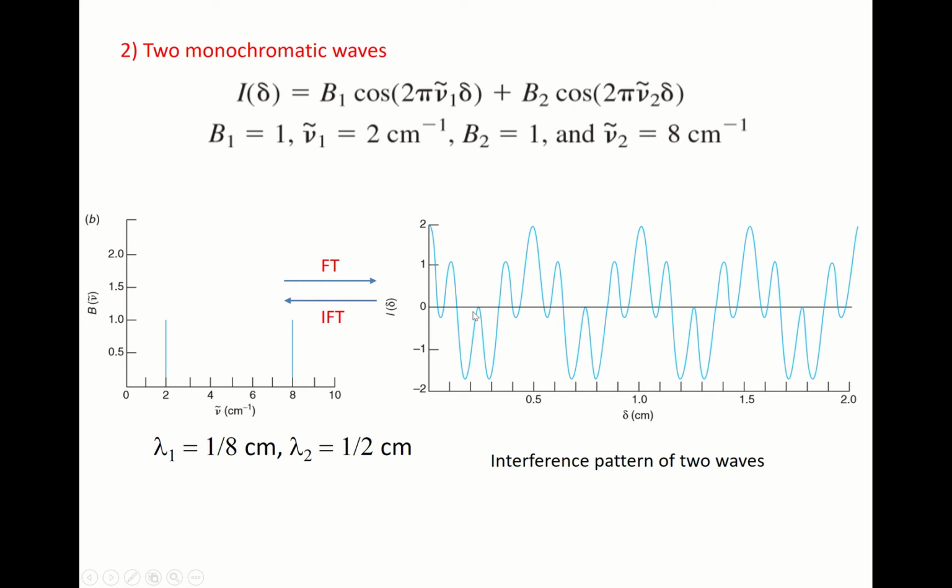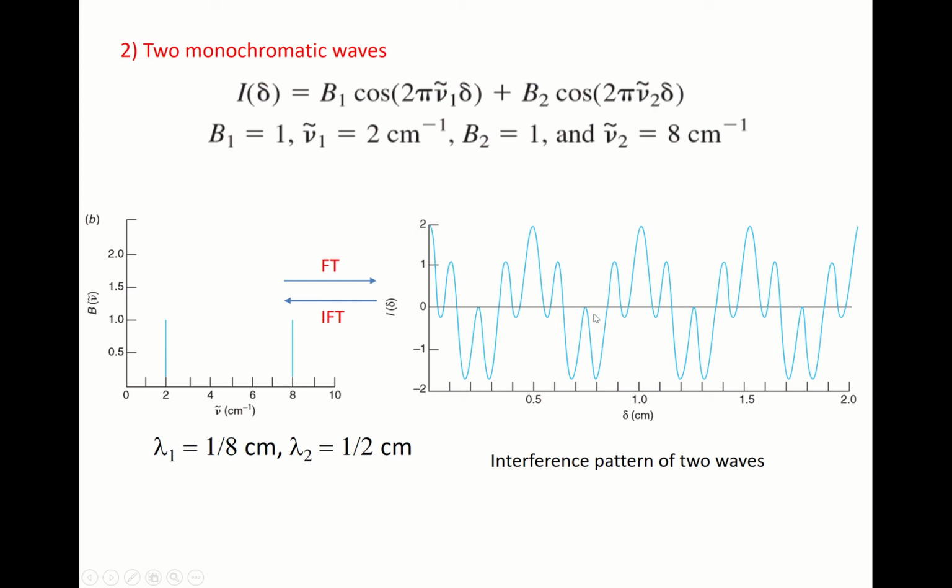Okay, now let's consider a slightly more complicated case, where you have two lines here, at 2 and 8 wave number. By doing the Fourier transformation, you get this more complex interferogram, which can be expressed by these two terms, the p1 term and the p2 term. Of course, here delta nu bar 1 and nu bar 2 are different. This is also a very simple case.